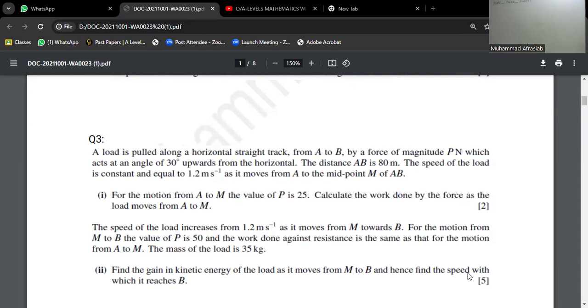Part 2. The speed of the load now increases from 1.2 meters per second as it moves from M towards B. For the motion from M to B, the value of P is 50 Newton, and the work done against the resistance is the same as for the motion from A to M. The mass of the load is 35 kg. Find the gain in kinetic energy of the load as it moves from M to B, and hence find the speed with which it reaches point B.